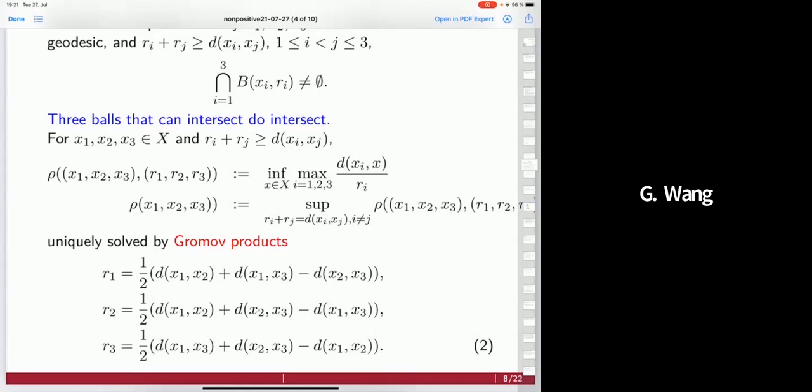Well, the first one is you take x2, x3, and then you intersperse x1. And for the second one, you take x1, x3, and intersperse x2. And in every case, you check to what extent the triangle inequality is a true inequality, that is, how much it deviates from being an equality. And these are the Gromov products, called this because they have been introduced by Gromov.